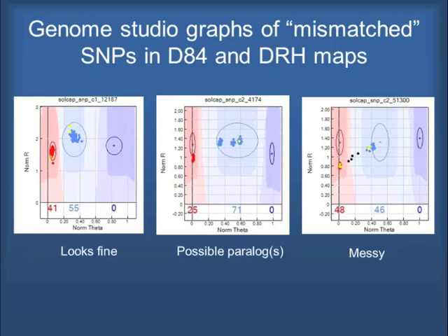And then here we have a mismatched SNP, but what you really have is a messy data set. So I think this is one where I would throw this one away and not use it.